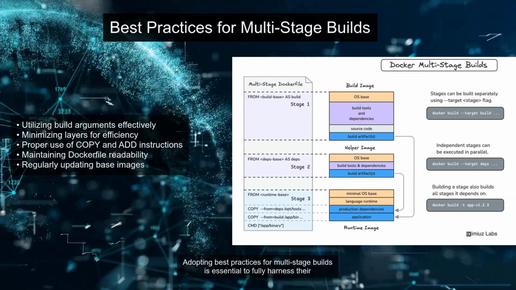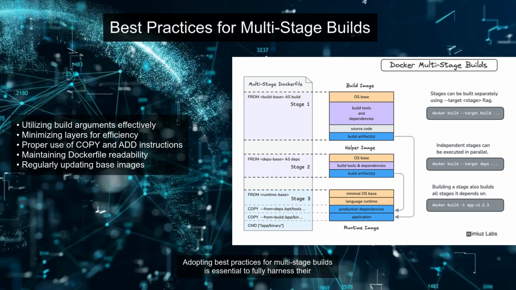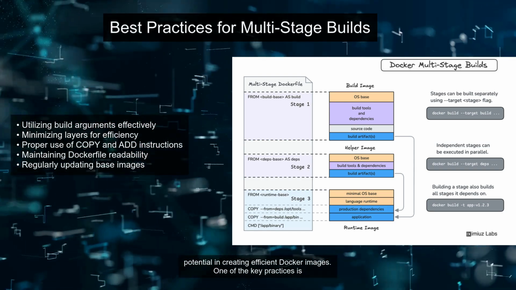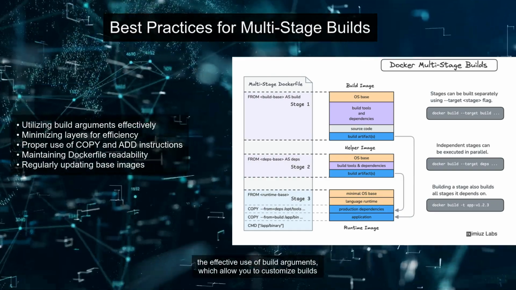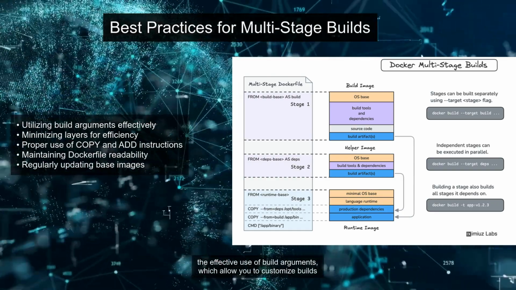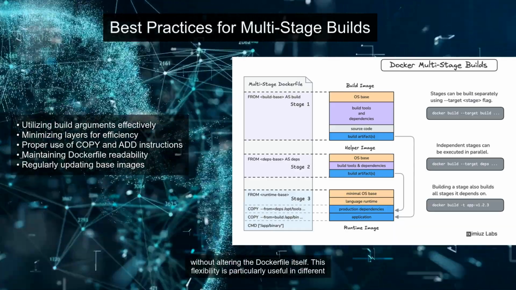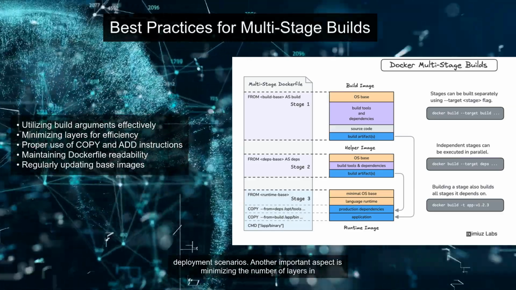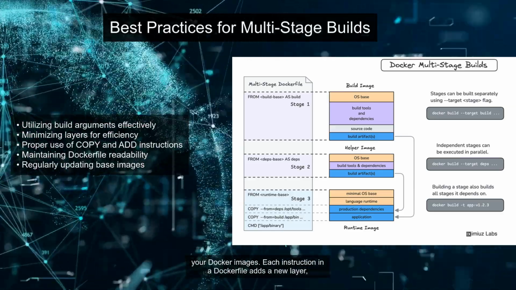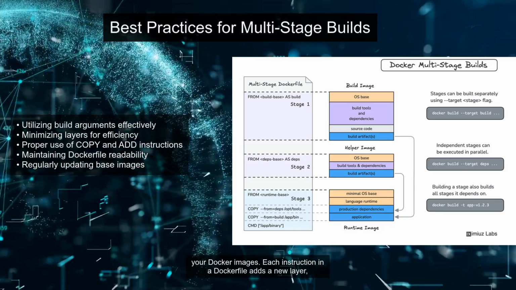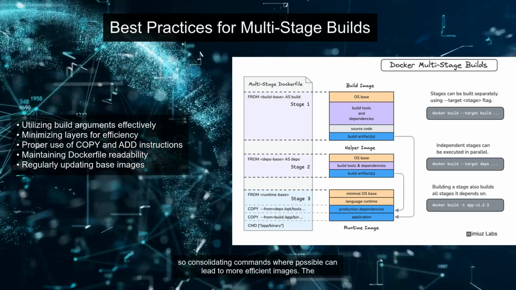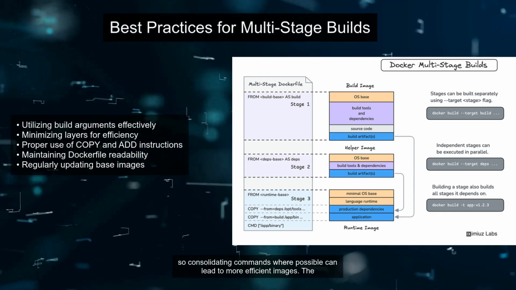Adopting best practices for multi-stage builds is essential to fully harness their potential in creating efficient Docker images. One of the key practices is the effective use of build arguments, which allow you to customize builds without altering the Dockerfile itself. This flexibility is particularly useful in different deployment scenarios. Another important aspect is minimizing the number of layers in your Docker images. Each instruction in a Dockerfile adds a new layer, so consolidating commands where possible can lead to more efficient images.